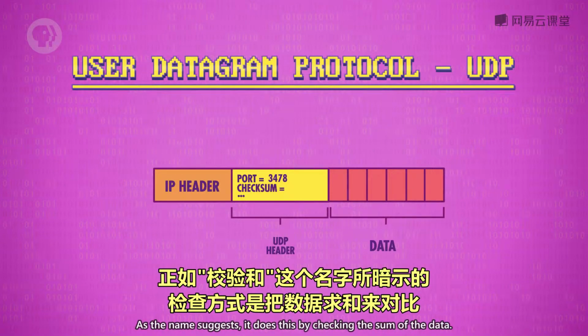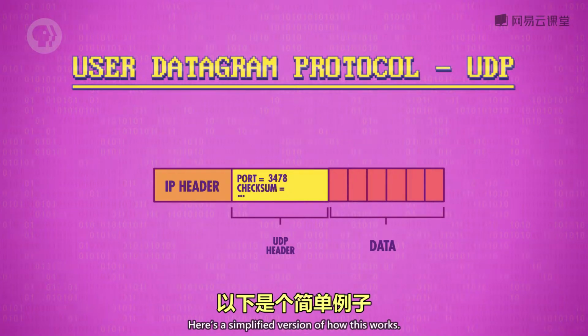UDP headers also include something called a checksum, which allows the data to be verified for correctness. As the name suggests, it does this by checking the sum of the data. Here's a simplified version of how this works.